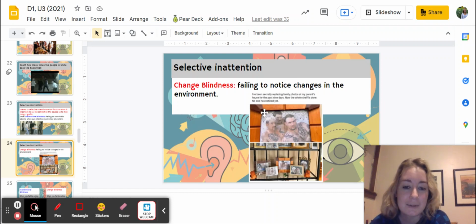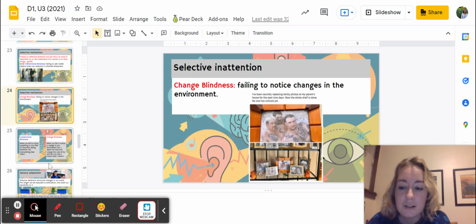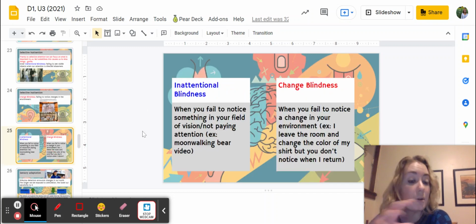But here is one where they've been secretly changing out their parents' family photos with Tiger King photos. It's been 9 days and their parents haven't noticed yet. So this is change blindness, where you're failing to notice changes in your environment. Now, the difference between these two, because they seem similar, is that they're both issues that arise with selective attention.